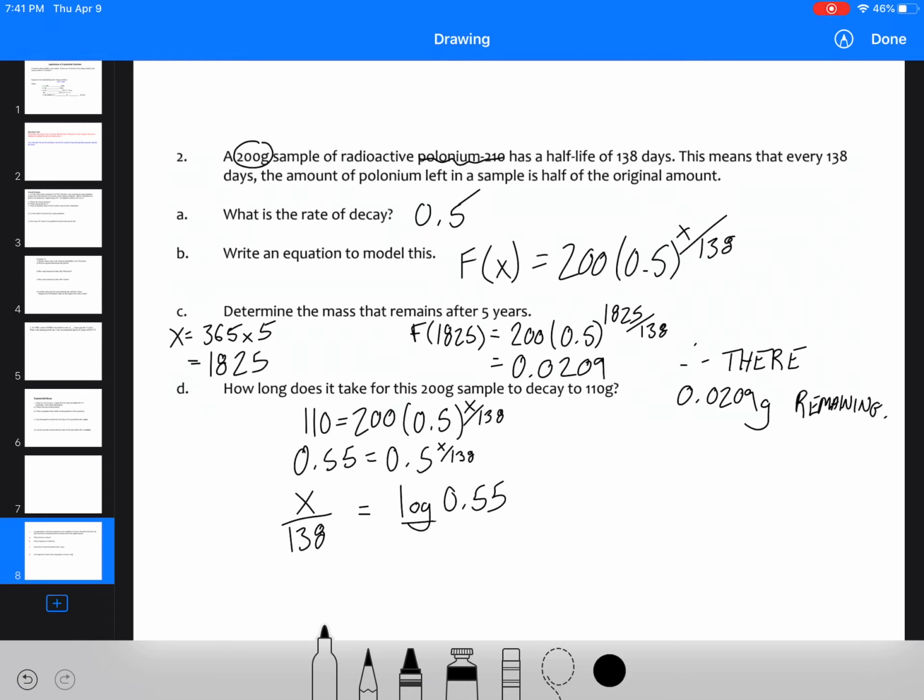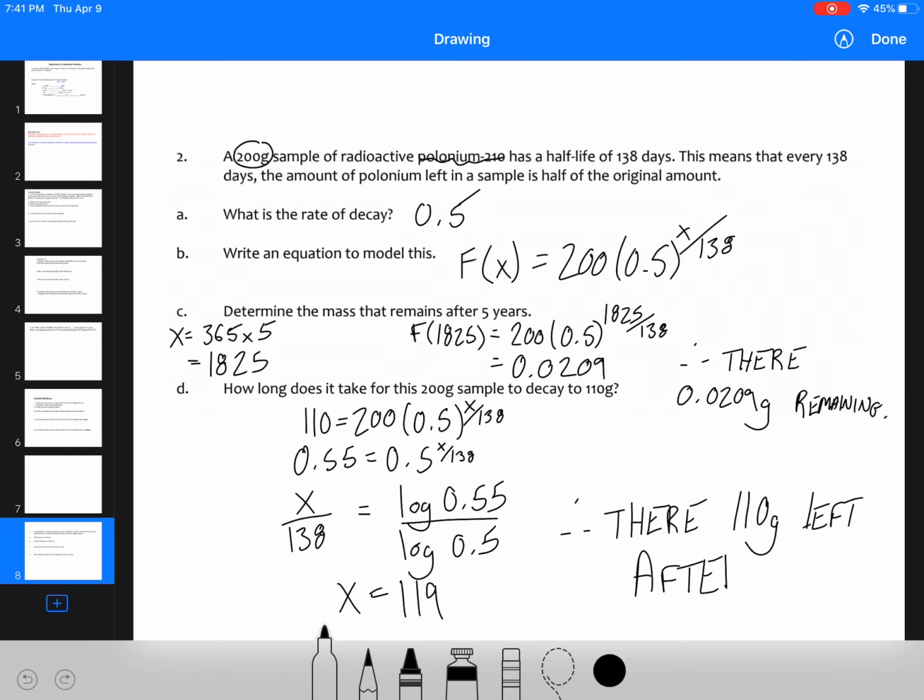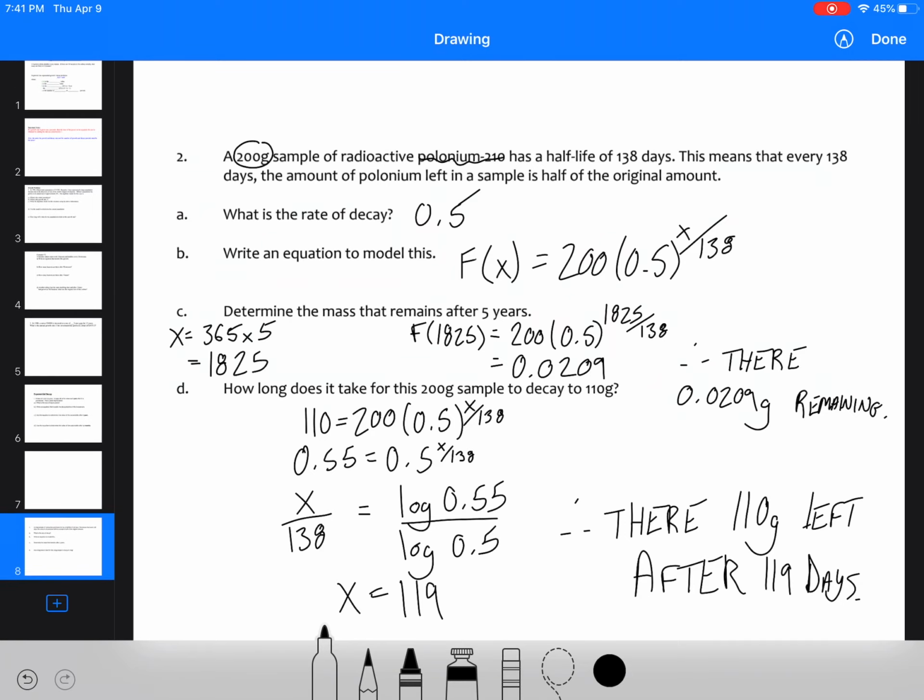Now we're going to have x over 138 equals the log of 0.55 over the log of 0.5. We're going to get 0.86, but then we're going to multiply it by 138, and it's going to give us 119.02. Therefore, there will be 110 grams left after 119 days.